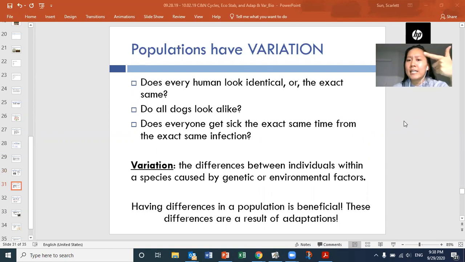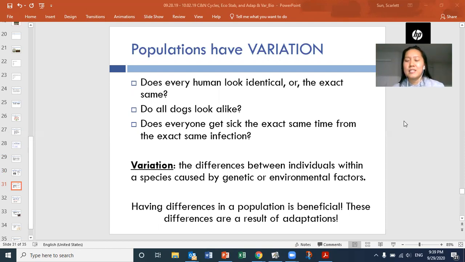Does every human look identical or the exact same? The answer is no, right? I look different from you. Y'all look different from each other. You also even look different from the people in your family. You might look more similar to them, but you're still different, right? You have different characteristics. And there are people who have lighter skin, darker skin. There are people who are taller, who are shorter. There are people who have straight hair, who have curly hair. There are people who have longer hair, shorter hair. There are people who have more facial hair and less facial hair. There are people who have different proportions of their bodies, right? Some people have longer arms, some people have longer torsos than other people. And so no, not all humans look identical, which means that we have variation, okay?